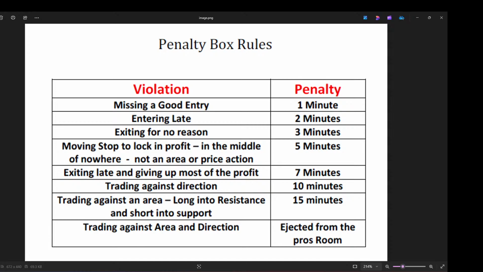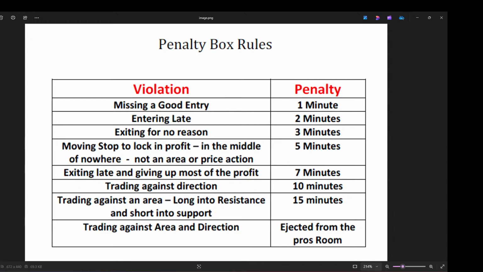Trading against direction. Fighting the large crowd. 10 minutes out. Trying to go counter trend was a 10-minute infraction. Trading against an area. That's trading in determination conditions, the most common broken rule out there. He thought that was worth 15 minutes. Could you imagine taking a trade in determination conditions, standing up from your computer and saying, I can't go back to my computer for 15 minutes? Can you develop that level of discipline? If you can, maybe you can work just 9 months out of the year.